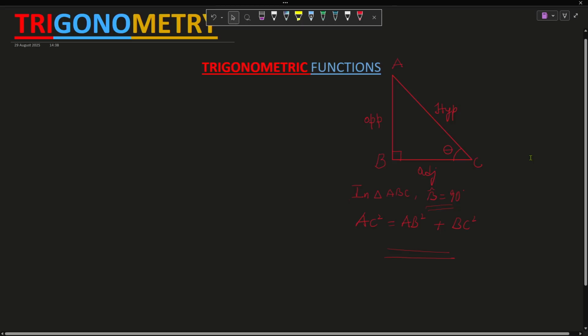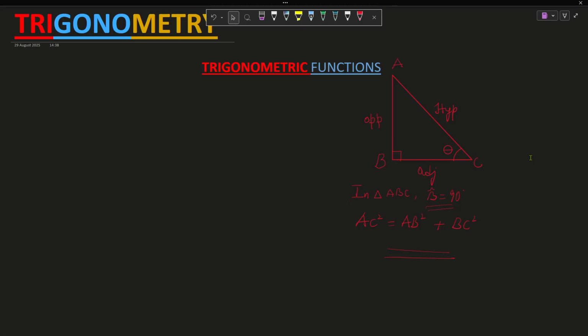Coming to my part 2 of trigonometry. We'll just have a recap of the first part, what we had. It was spoken about right angle triangle.